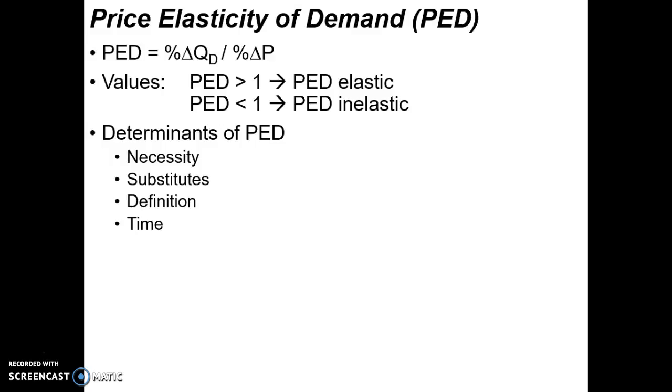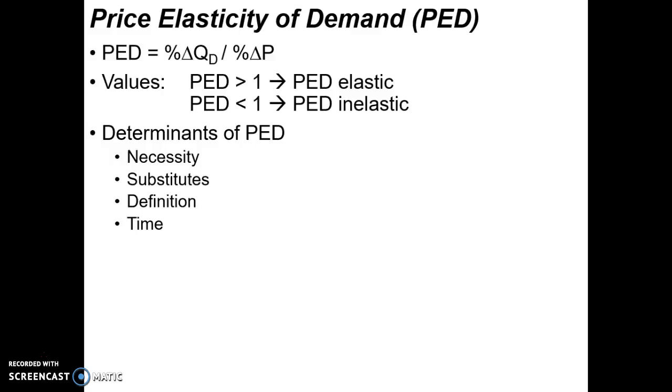And basic algebraic knowledge of a fraction shows you this. If PED is greater than 1, it means that there was a proportionally larger percent in quantity demand change compared to the percent change in price. And if PED is less than 1, it means there was a proportionally small percent change in quantity demand compared to the percent change in price, thus elastic and inelastic. And there are four determinants to PED that you should be aware of. The first is necessity. If an item is of high necessity, it tends to be inelastic.